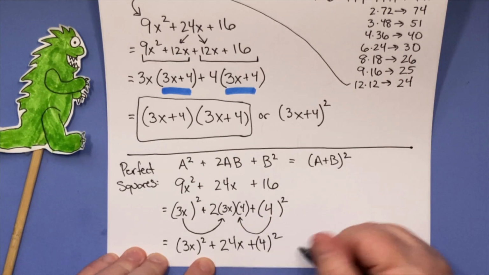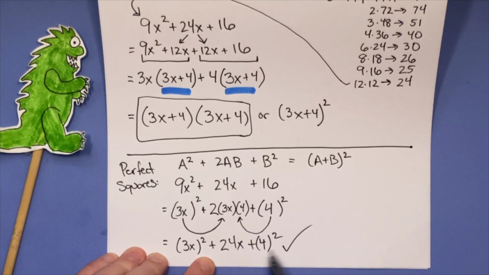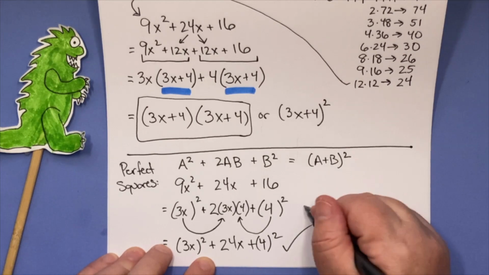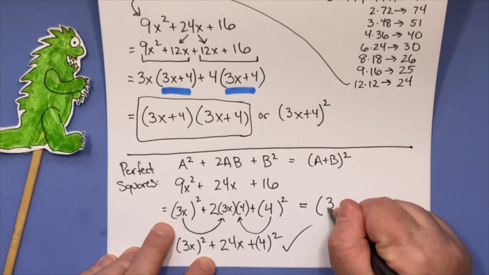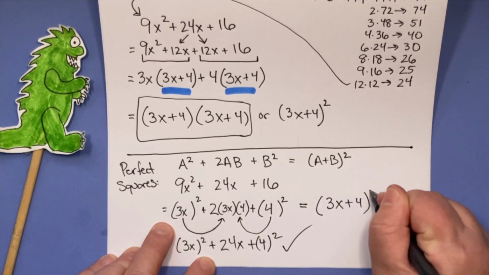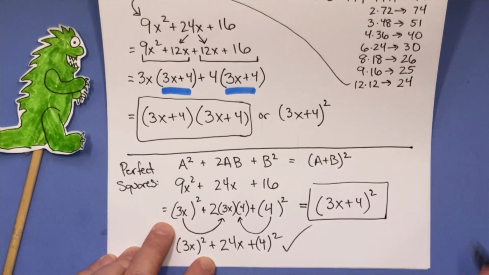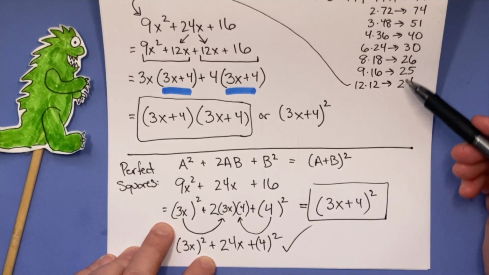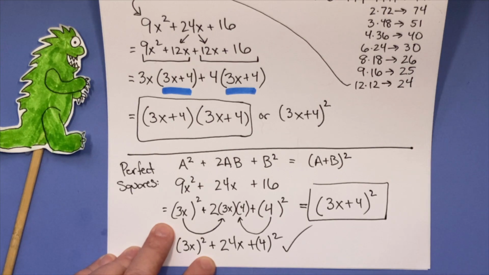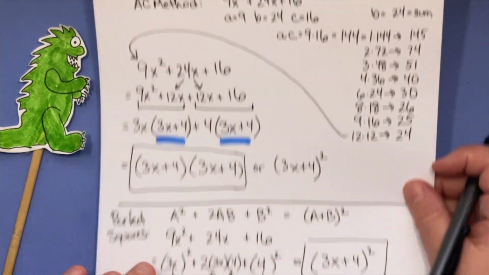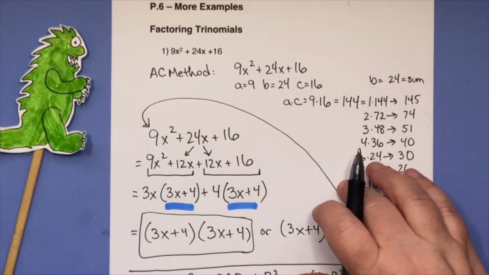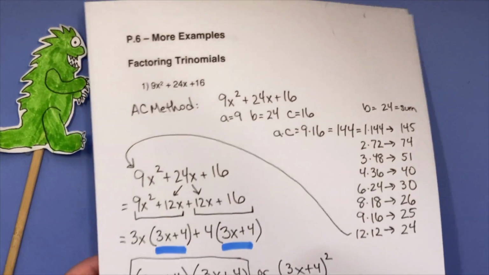Does it match? It does. If it follows this pattern, if you get the right amount in the middle, you know right off the bat, it's 3x plus 4, the quantity squared, and you're done. So you don't have to mess with all of these. Woohoo. But will it work? Absolutely. The AC method will work. Trial and error will also work.